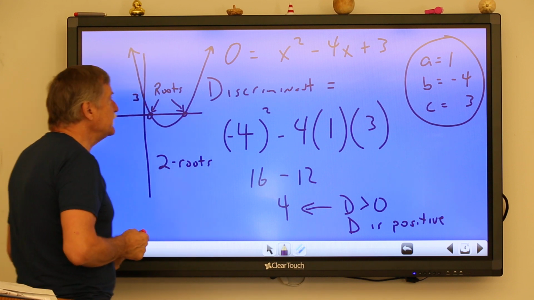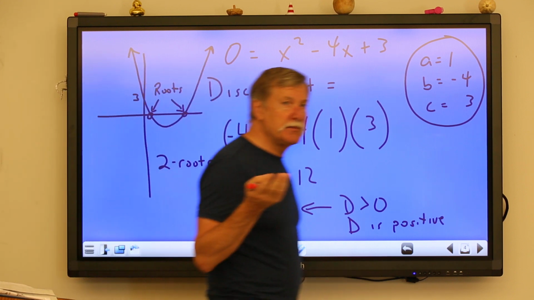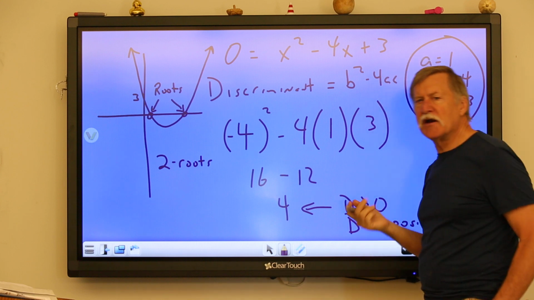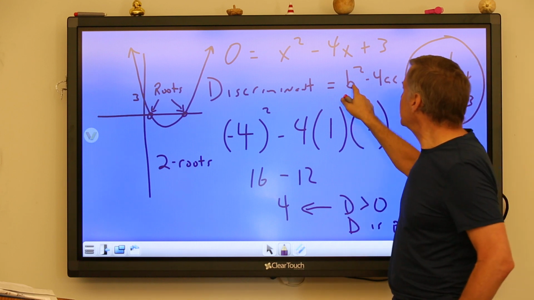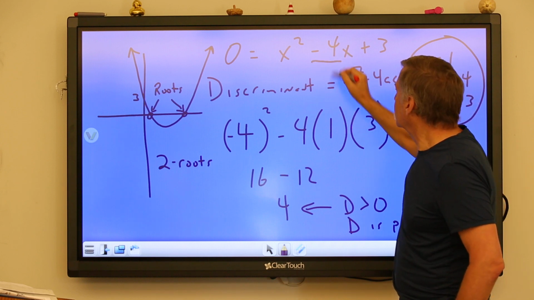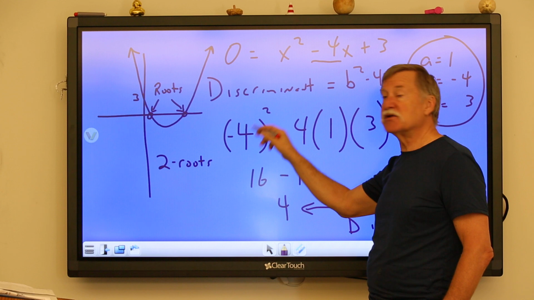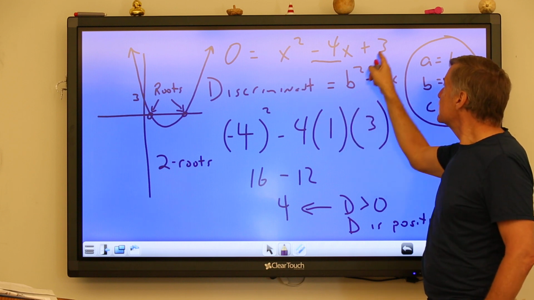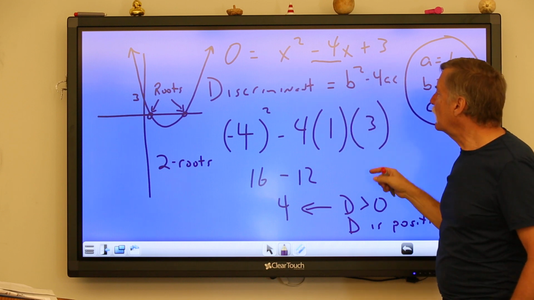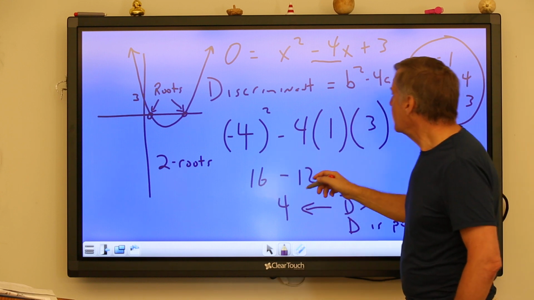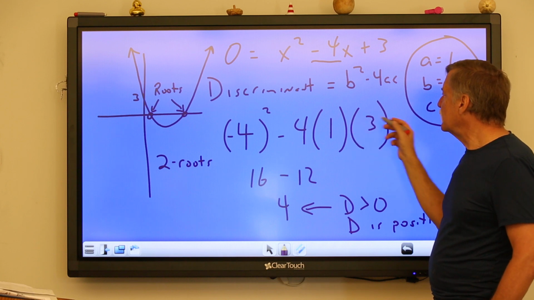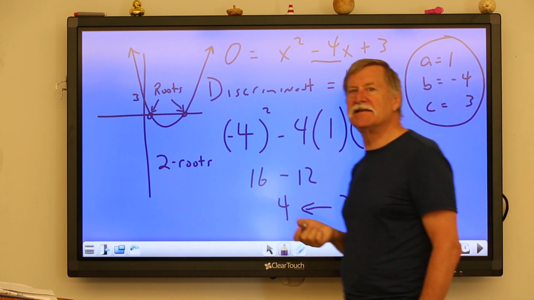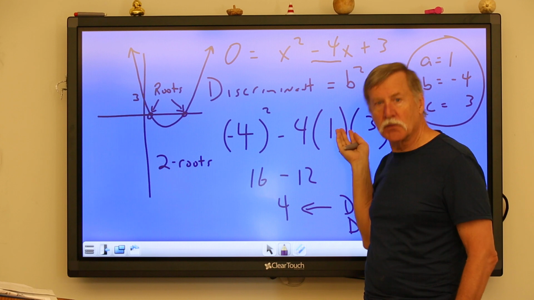So if we take advantage of the discriminant formula, b squared minus 4ac, and try to find what value that is: b here is minus 4, so in parentheses, minus 4 squared, minus 4ac. A, the number in front of x squared, is 1. C, the constant at the end of this thing, is 3. And we do the math: minus 4 squared is 16, minus 4 times 1 times 3 is minus 12. 16 minus 12 is 4. We say that 4 is the discriminant of this quadratic equation.